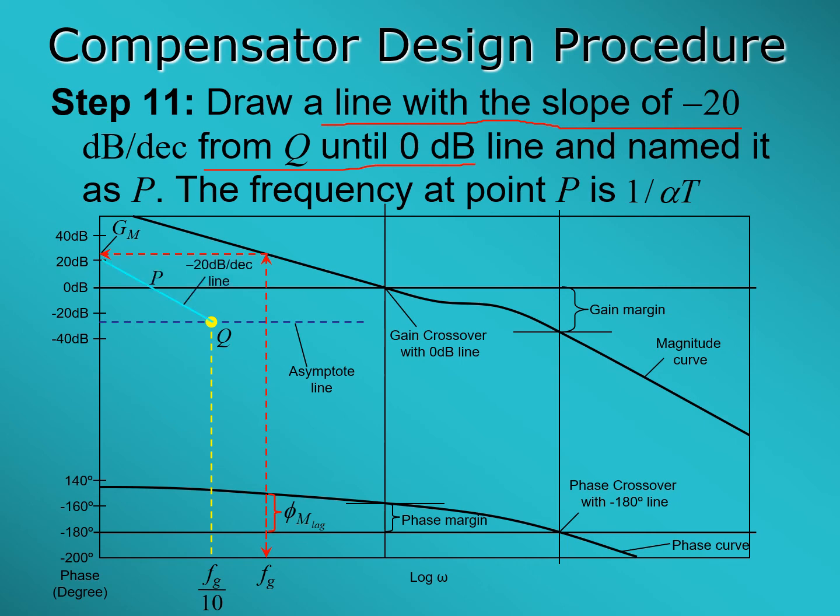So how? Okay, this one. It is given by this cyan color line. Okay, so when this minus 20 dB per decade line crosses the 0 dB line, this cross section, we call it point P. Okay, so at this point P, the frequency is 1 over alpha T.